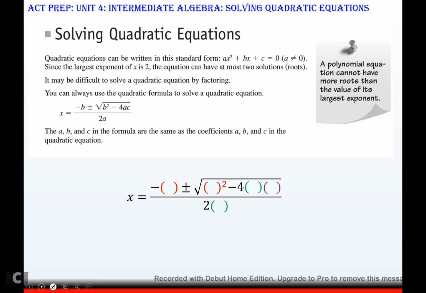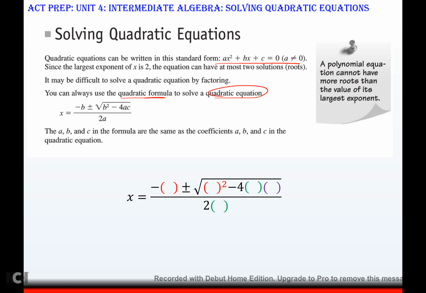So quadratic equations can be written in this standard form, ax squared plus bx plus c equals 0. Since the largest exponent of x is 2, the equation can have at most 2 solutions, also called roots, also called zeros. It may be difficult to solve a quadratic equation by factoring, which is the technique we've used previously. You can always use the quadratic formula to solve quadratic equations. It works all the time.